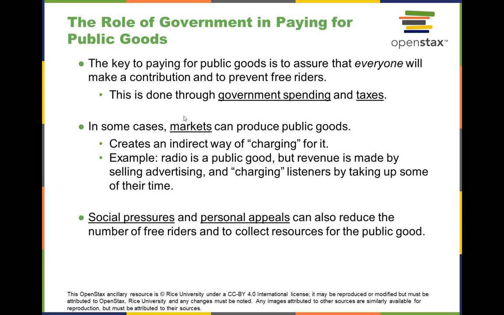In some cases, markets can produce public goods. This creates an indirect way of charging for it. Radio is a public good, but revenue is made by selling advertising and charging listeners by taking up some of their time.